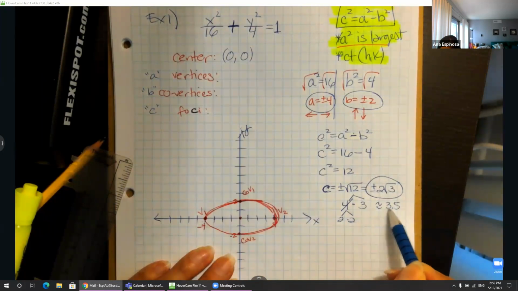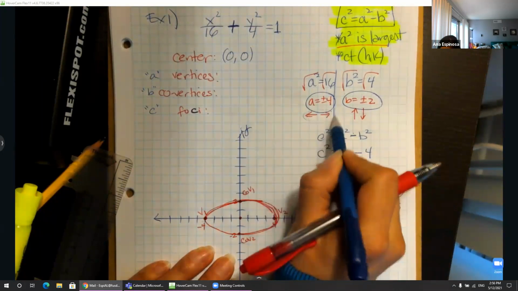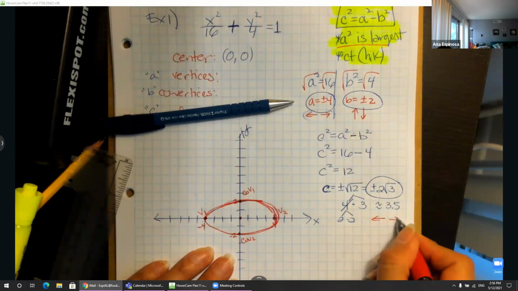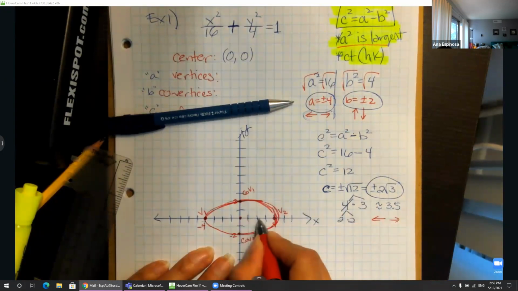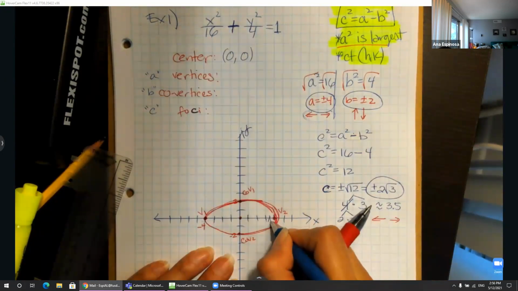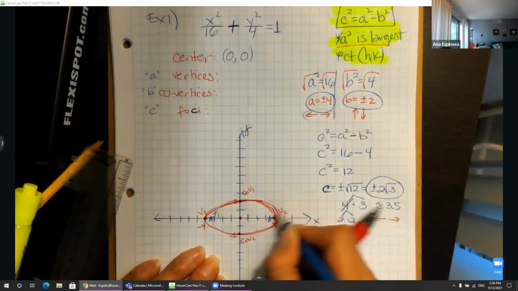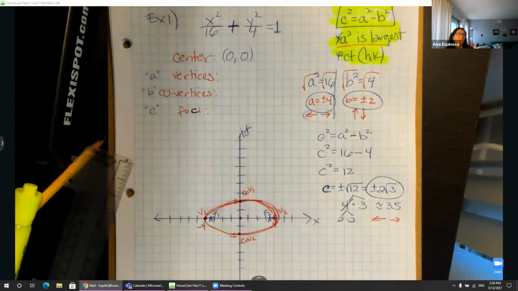So it will be 3.5 units, the same way the A moves. So it will be left and right from the center. So at 3.5, I'm going to put a star. 1, 2, 3.5. I'm going to put a star because they're not actual points on the graph.